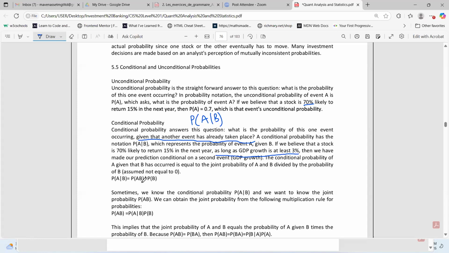So for now, let's just leave that one. When we get to numerical numbers, it will become clearer. Any questions so far?